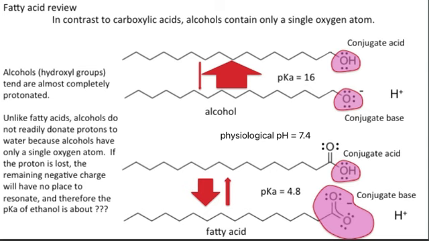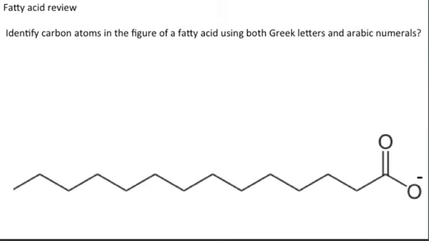Let's now look at the nomenclature of a fatty acid. Can you number the carbons on this molecule using both Greek letters and Arabic numerals? Number one, you look for the landmark. The biggest atoms here are the oxygens. They're both attached to this one carbon, and that will be called carbon number 1. 2, 3, 4, 5, 6, 7.